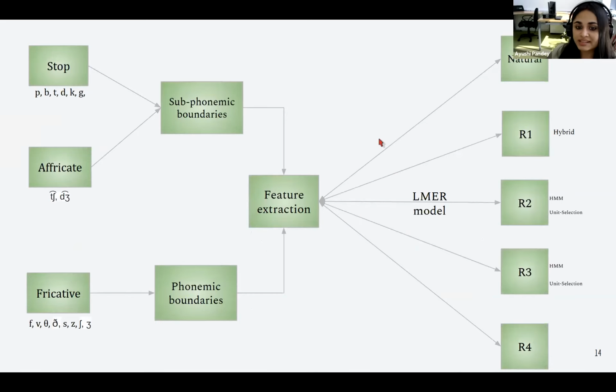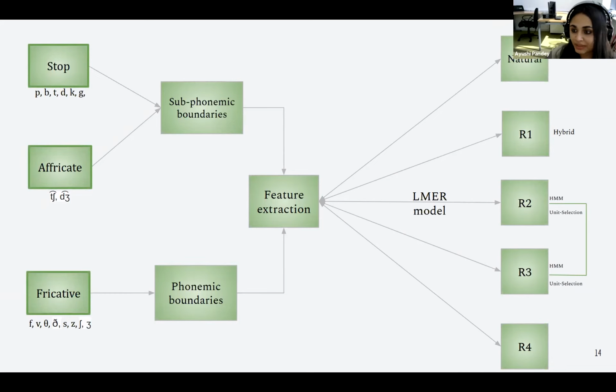Okay, so now let's summarize it diagrammatically. First, we assign a sub-phonemic boundary or continue with phonemic boundaries depending on the manner of articulation of the obstruent. Then we extract a list of features and pass them through an Elmer model, with feature as the dependent variable and systems as the independent variable. Here, the feature that is considered most contributive is the one that shows maximum separation between these groups or individual systems, whatever is the experiment, and it does so across all or most of these manners of articulation.